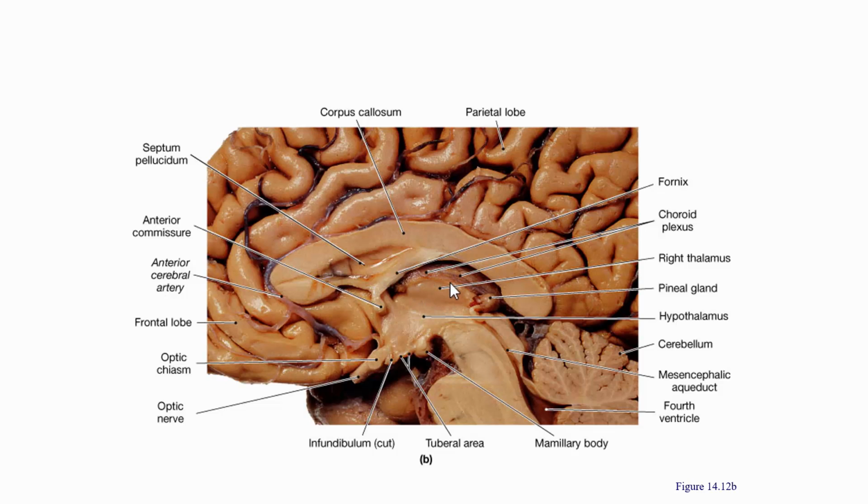And that cerebral spinal fluid is also going to flow down through this canal, and we can call that a cerebral aqueduct, or we can also call it the mesencephalic aqueduct. As you can see here, mesencephalic aqueduct. And that drains into the fourth ventricle. Here we have the cerebellum.